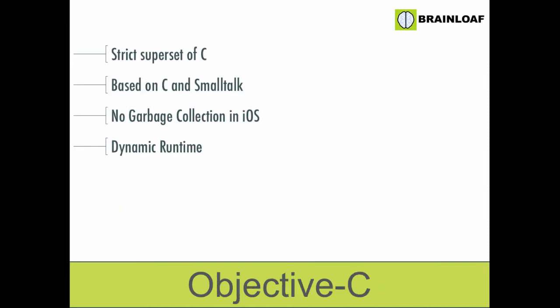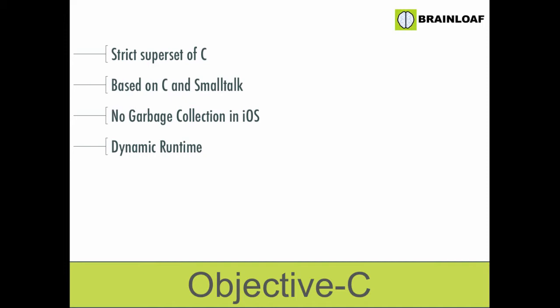So Objective-C is a strict superset of C, which means that anything you could do in C, you could do in Objective-C. Now, not too many people program in C anymore because it's not a managed language like .NET and Java. It just makes you have to be a little more aware of what's going on under the hood in terms of memory and utilization. It's based on C and Smalltalk. Smalltalk is an object-oriented language that excelled for a while.